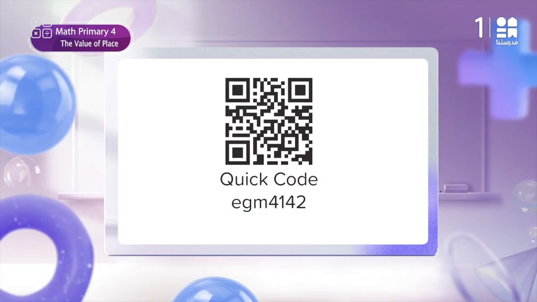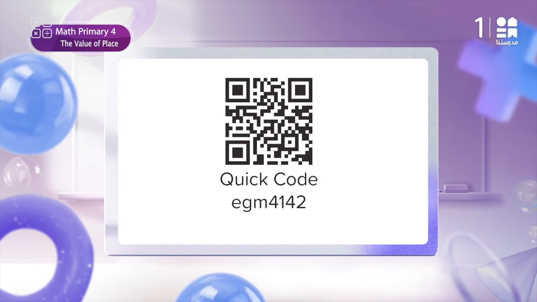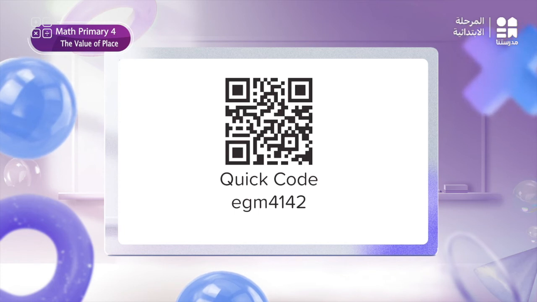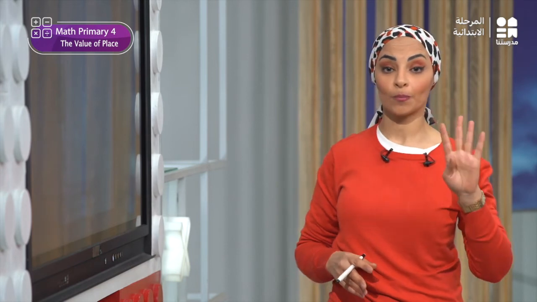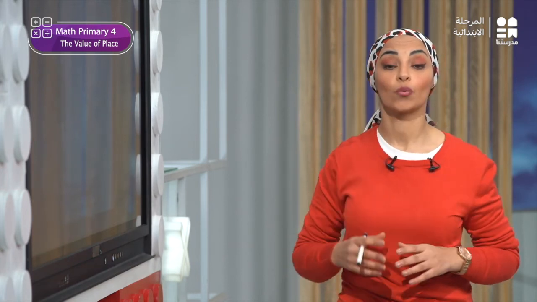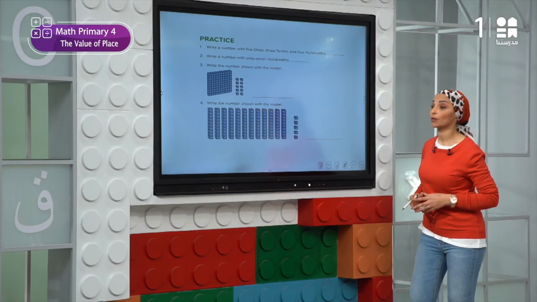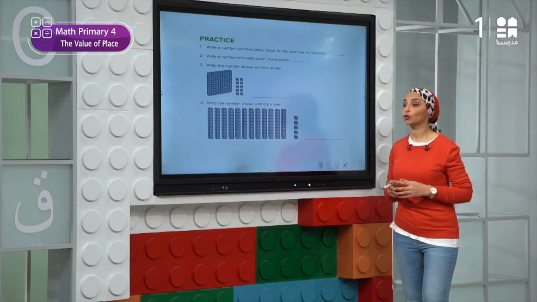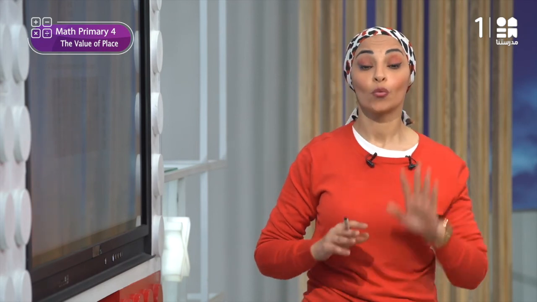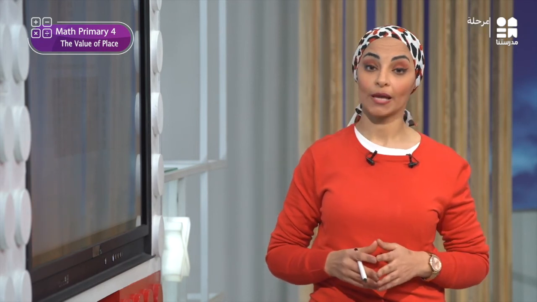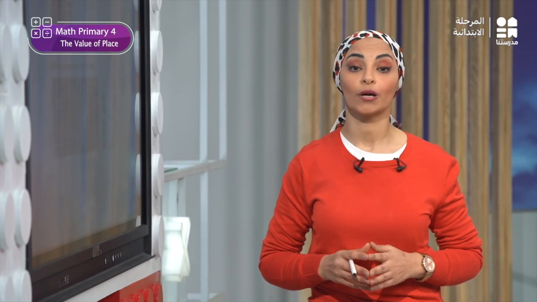And now you can scan the QR code shown here or at the start of our lesson to be directed to the practice part or check your understanding in your math textbook on the Egyptian Knowledge Bank. Now we have 4 problems similar to the ones we solved together. In problem number 1 here, we are asked to write a number with 5 ones, with 3 tenths and 4 hundredths.